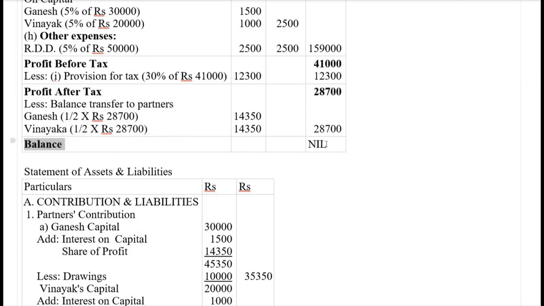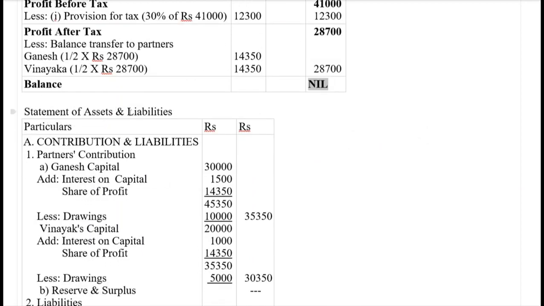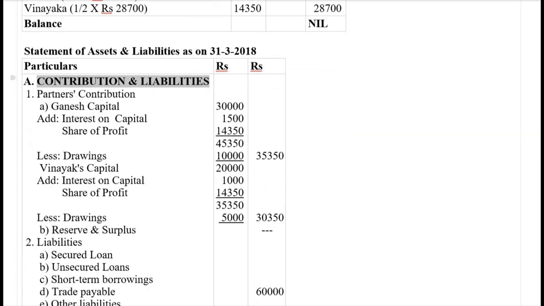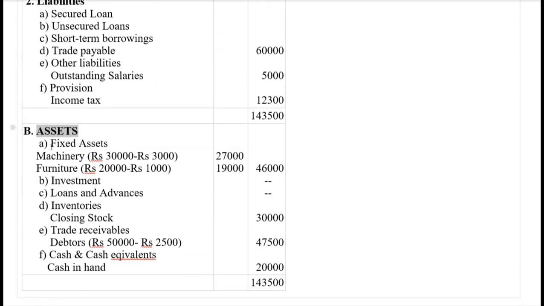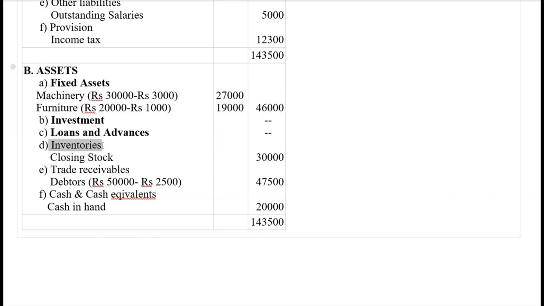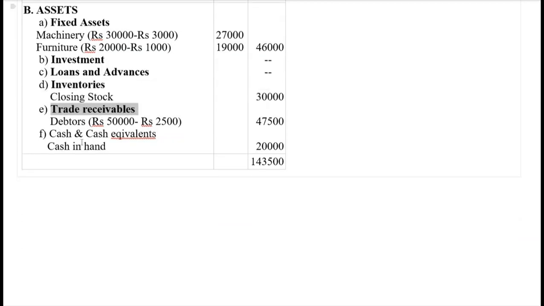Suppose there is any balance, which will be transferred to general reserve. Again, the statement of liabilities as on 31/3/2018. Let me make this bold also so it can be clearly shown. So this is a contribution here. Then partners' contribution we should calculate. Then the next head here is liabilities. Then here it is assets. So fixed assets. Then we have investments here. If they are there, then we should go on recording here. Then loans and advances. Then inventories. Then trade receivables here. Then cash and cash equivalents.